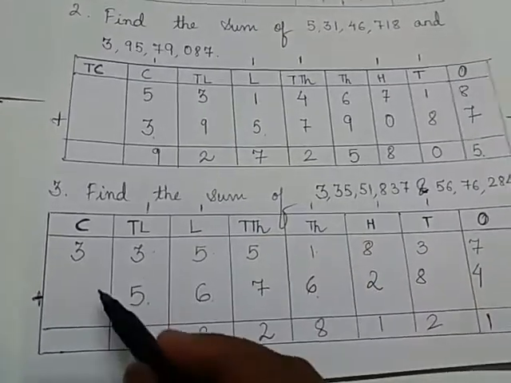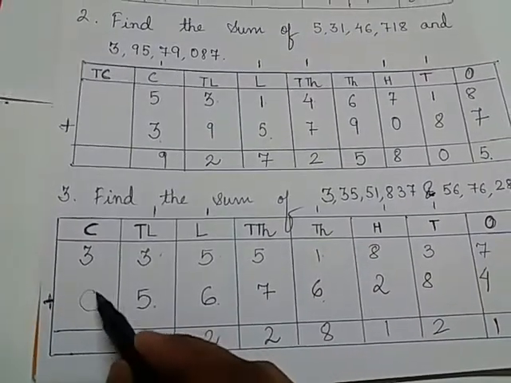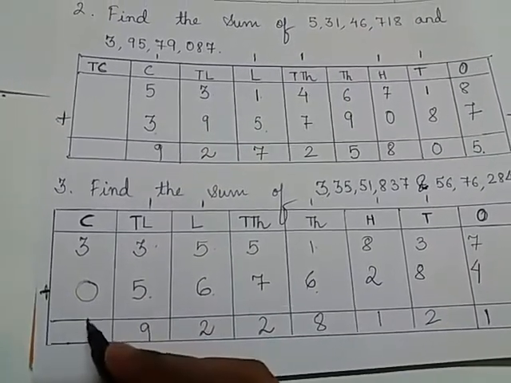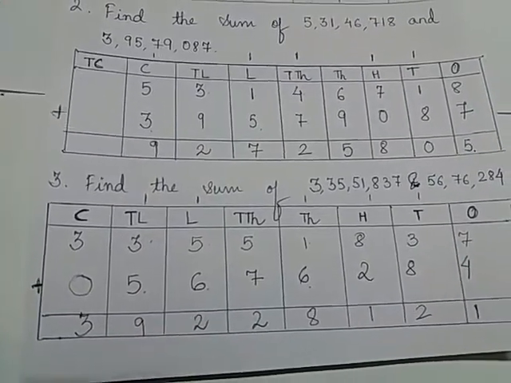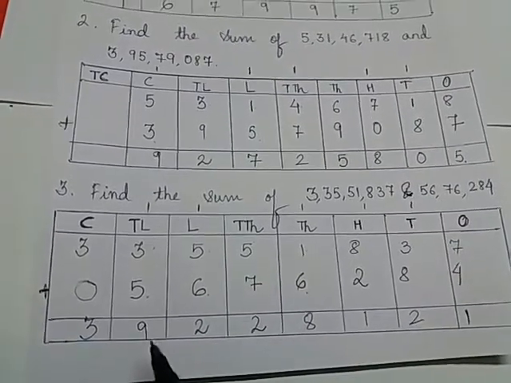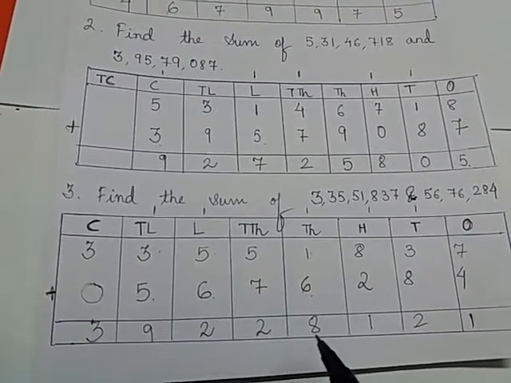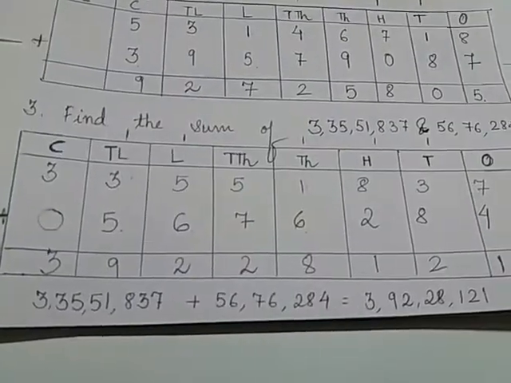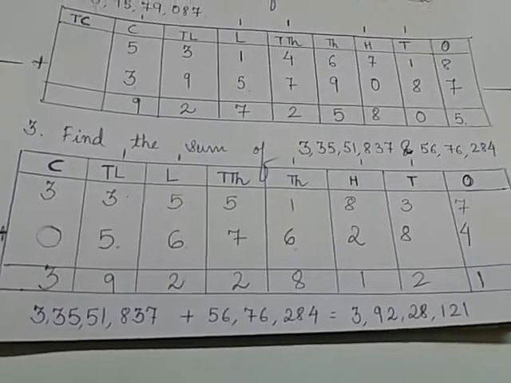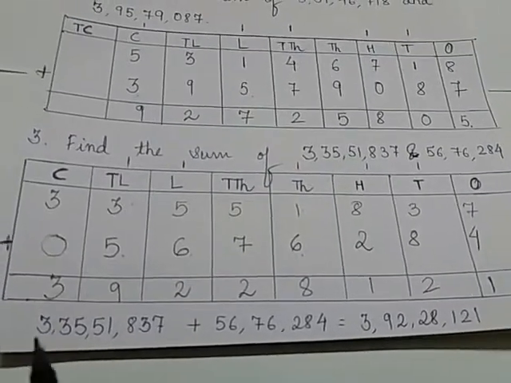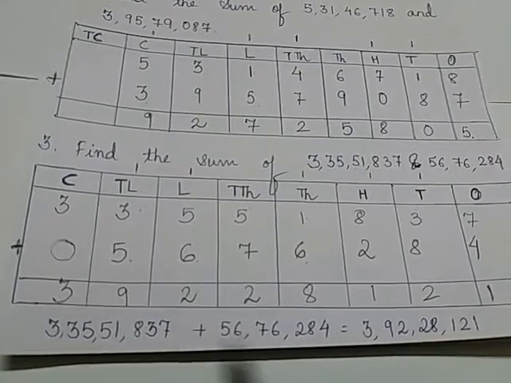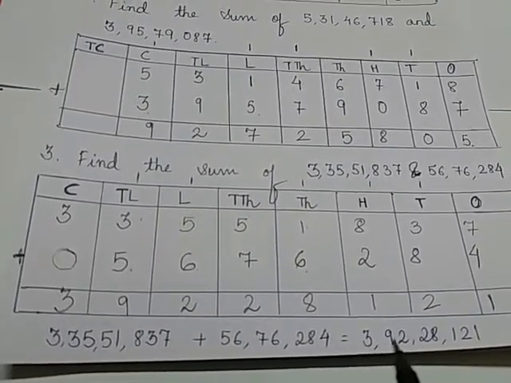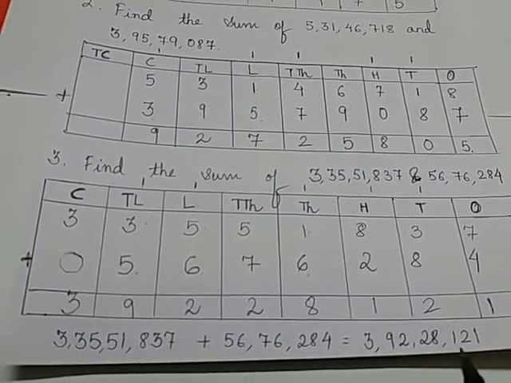And here, since we have nothing, we can put a 0 here, or you can keep this place as it is. And this will be 3. So the answer is 3 crore 92 lakh 28,121. And after solving this question, we will write the answer like this. That is, adding these two numbers, the answer we are getting is 3 crore 92 lakh 28,121.